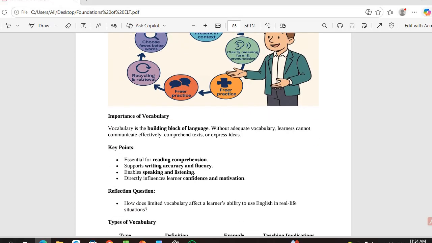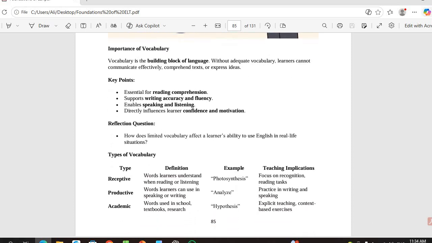So, essential for reading comprehension, supports writing accuracy and fluency, enables speaking and listening, directly influences learner confidence and motivation. So, there are different types of vocabulary: receptive vocabulary, productive vocabulary, and academic vocabulary. What's meant by receptive vocabulary? Words learners understand when reading or listening.